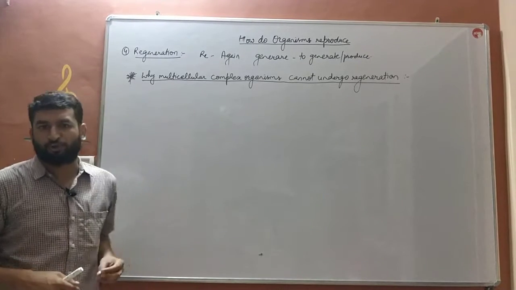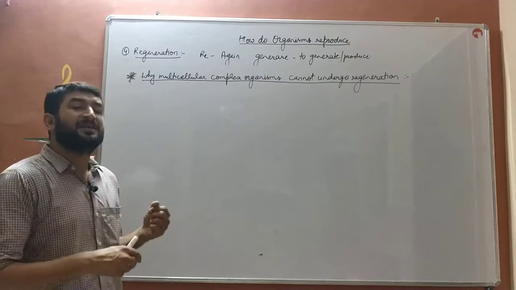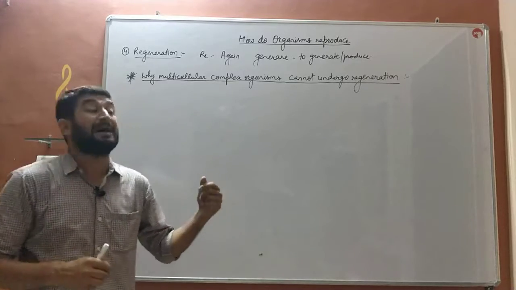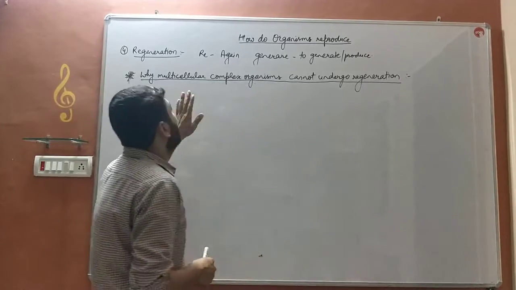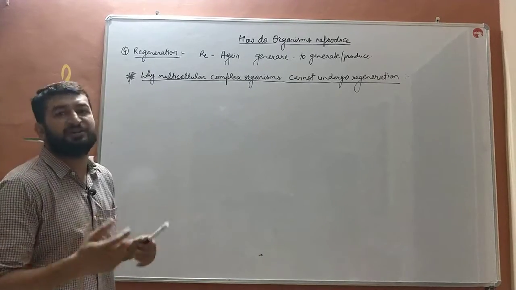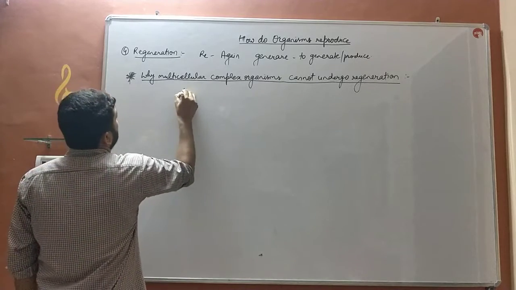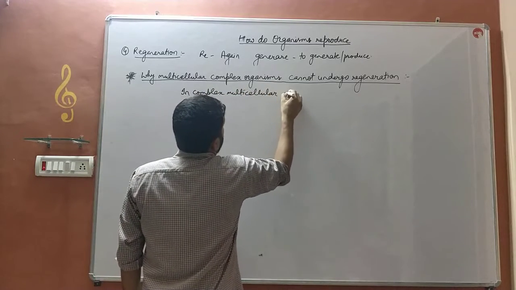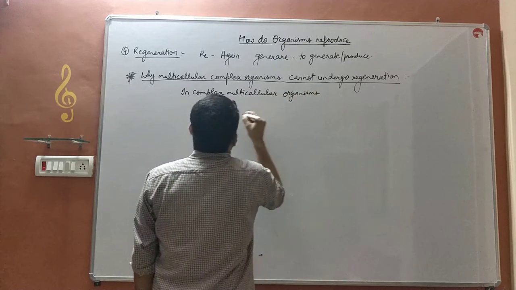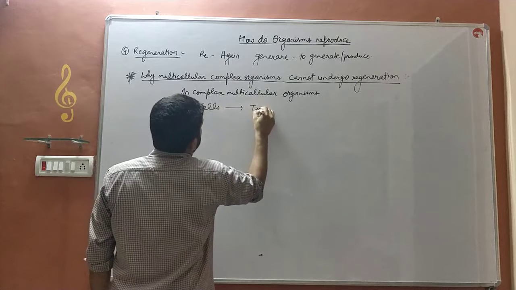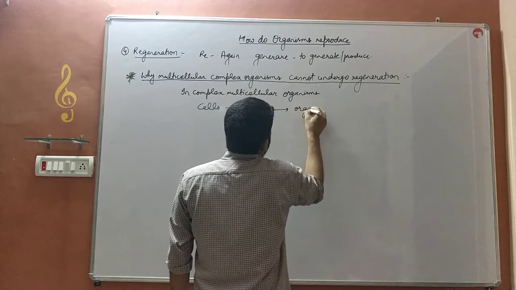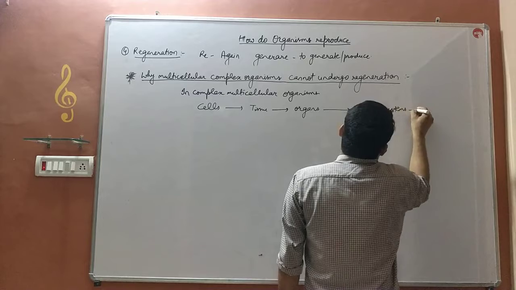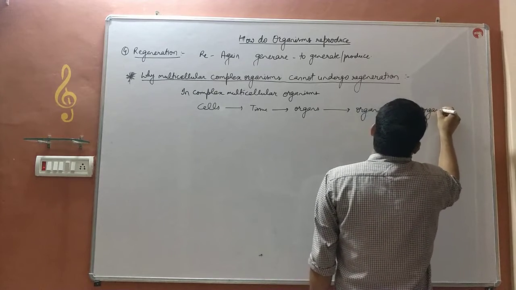Now we'll discuss a very important question related to regeneration: why can multicellular complex organisms not reproduce themselves by regeneration? The answer is, in complex multicellular organisms, specialized cells unite together to form tissues, tissues unite together to form organs, organs unite together to form organ systems, and that leads to the formation of a complete organism.